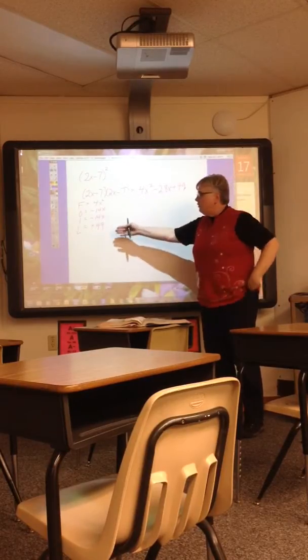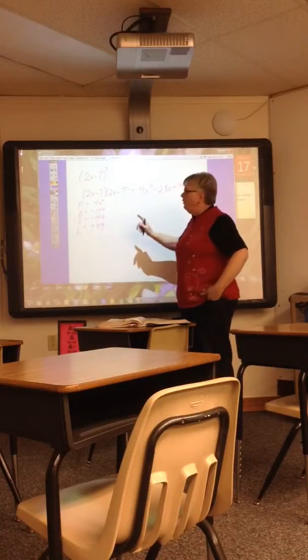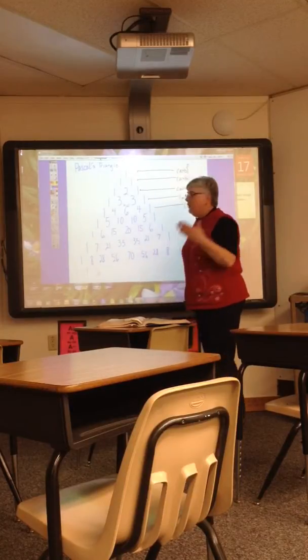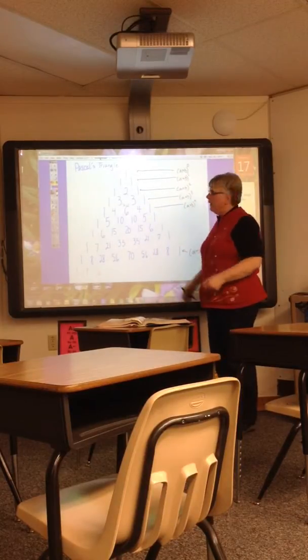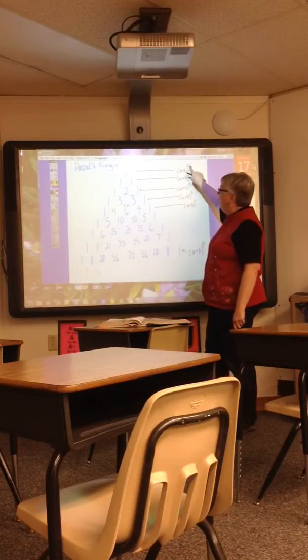Now, the thing is, we would like to be able to do this to any power without having to go through the stack process or the FOIL process. To do that requires us to use Pascal's triangle. Pascal's triangle is a shortcut, and each time we're dealing with a plus b to a power.